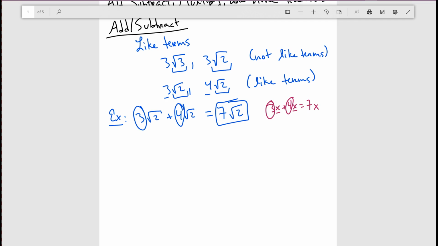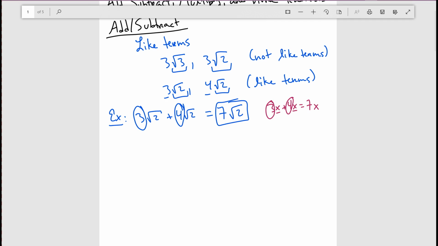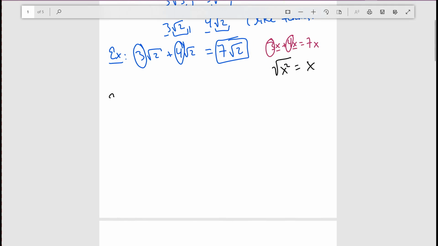Okay. Now with these problems, we're not going to worry about the absolute values anymore. We're just going to assume that when you take the square root of x squared, this is just going to be x. Okay, so we're going to assume that x is a positive number, so you don't need to add absolute value anymore. Okay, so here's an example. So what I'm going to do is just add or subtract.